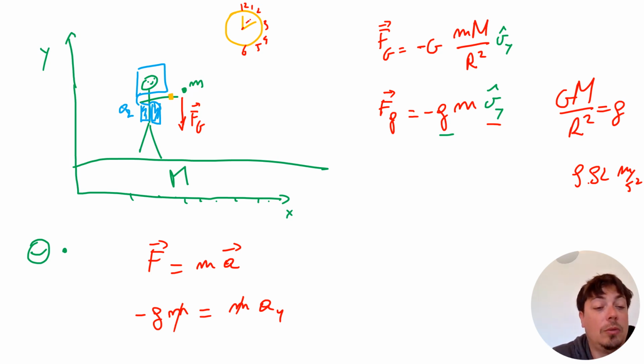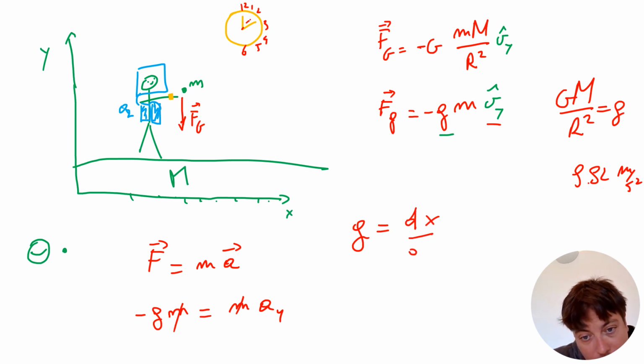But what do we want to know about this object? We can find, for example, the time it takes to land on the ground. Why? For fun, we want to know how long it takes to reach the ground. So let's see how we find the time in this equation. We know that g is equal to the second derivative of y, since it's the y dimension.